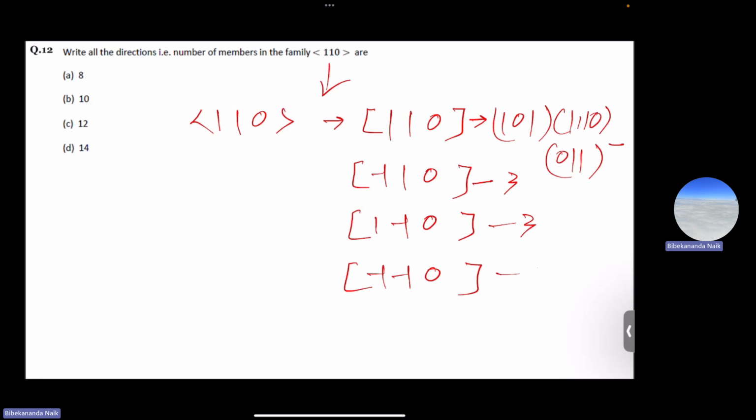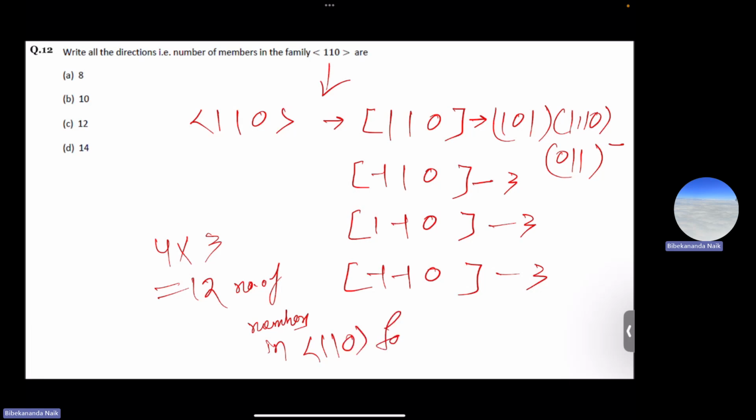Again, this will be 3. This will be 3. So there are 4 into 3, that is 12 number of members in the 110 family. So the correct option will be option C, that is 12.